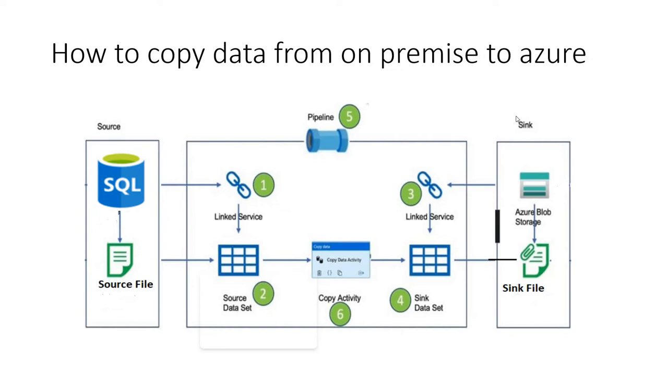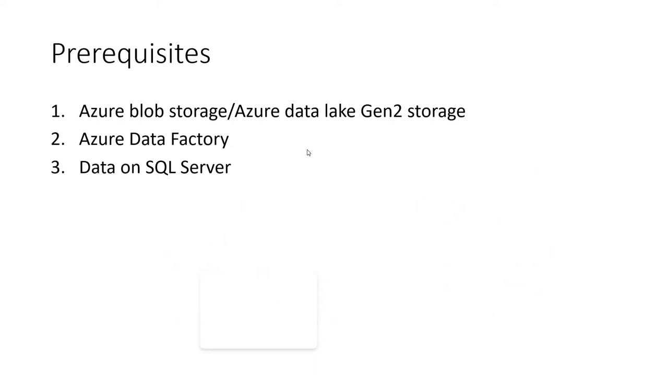The data should be copied into Azure Blob Storage or Azure Data Lake Gen 2 using Azure Data Factory, and we have to use certain things here. First, we need to create two linked services and two datasets: one is the source dataset, one is the sink dataset, and we need to create a copy activity under the pipeline. So what are the things we need to do before?